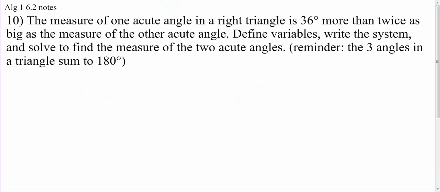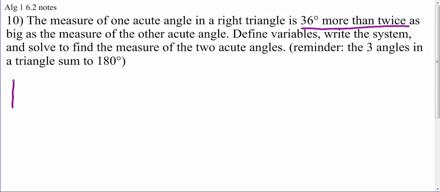All right. So let's take a look at our last question here, number 10. It's dealing with a little geometry. It's telling us the measure of an acute angle of a right triangle is 36 degrees more than twice, and that's an important statement right there, twice as big as the measure of the other acute angle. We're going to define variables, write the system, and solve to find the measure of the two acute angles.